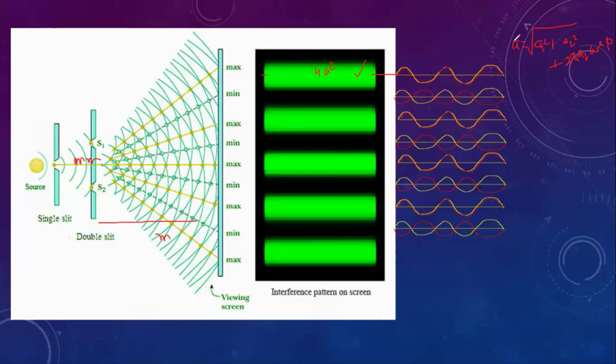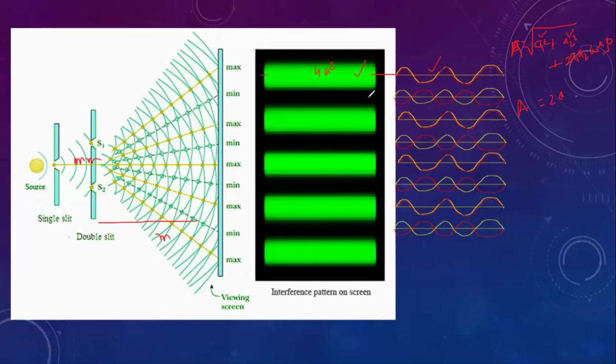Here both amplitudes are equal, so the resultant amplitude is capital A. For the first case, the two amplitudes are equal, that means a square plus a square, which is 2a square, plus 2a square, that means 4a square. And cos phi here, both being in the same phase, means cos phi is 1. So the square root of 4a square is 2a. So the intensity is 4a square, because intensity is equal to the square of the amplitude. It is 4a square.